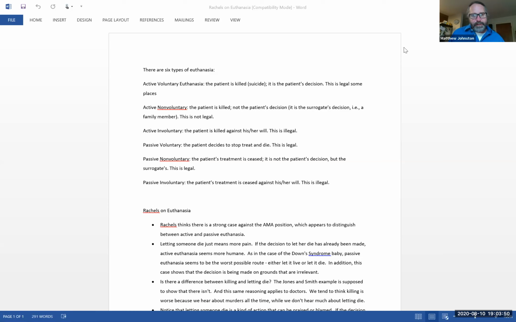Now, passive involuntary is when the patient is cognizant and can make a choice. So it is their choice again, but for whatever reason, they're denied the treatment anyway. In other words, they say, I want that treatment, and the hospital, the doctor, somebody says, no, you can't have it.